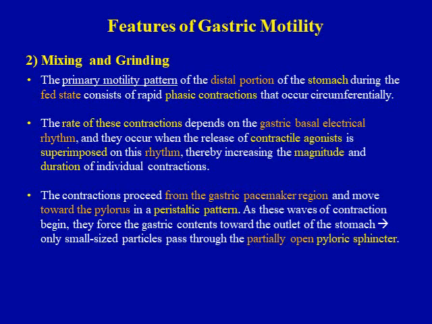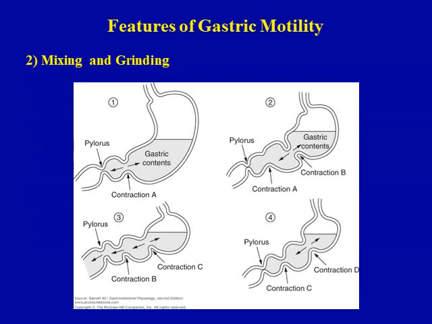As these waves of contraction begin, they force the gastric content towards the outlet of the stomach, and there only small sized particles will pass through the partially open pyloric sphincter. As we can see here in this illustration, we have phasic contraction A, that started at the pacemaker region of the stomach at the junction of proximal and distal parts of the stomach and swept down the pylorus.